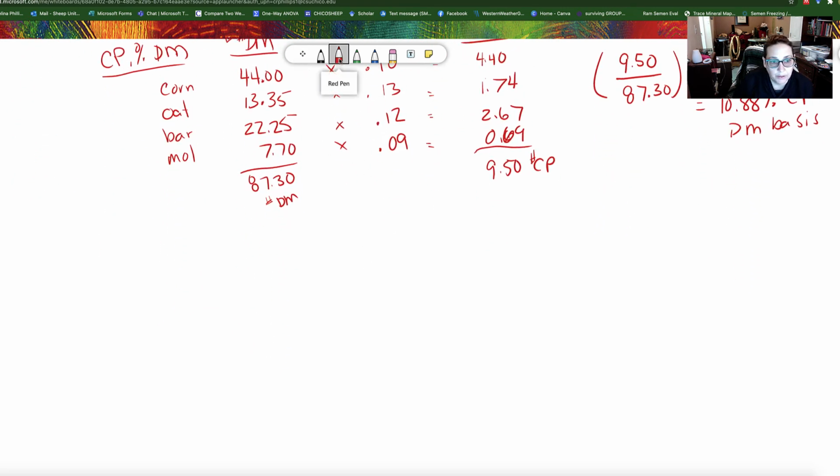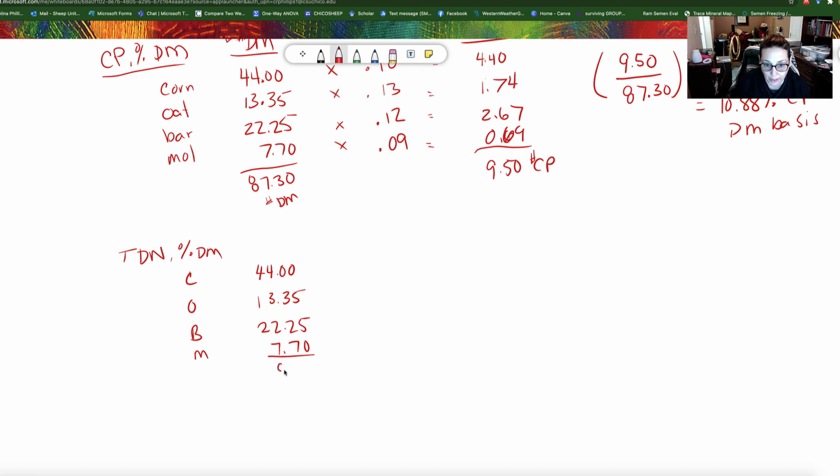So if we're going to do TDN as a percentage of dry matter, again we've got corn, oats, barley, and molasses. I'm getting shorthand here. We have 44.00 pounds of dry matter, and this is why I do tables, because I keep them under the general headings. I've been doing this for a lot of years, and I know that every time I write one of these tables, what's in every column. It just helps keep me organized.